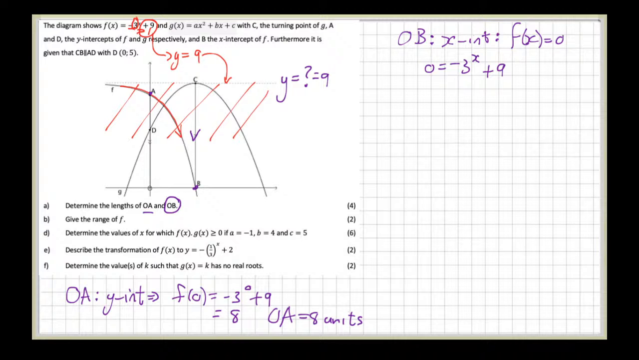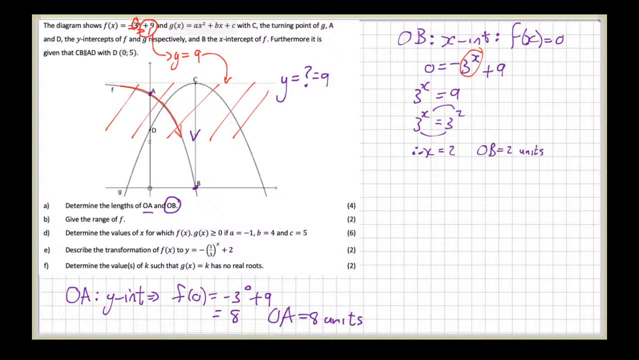Well, in a nutshell, you have to get your power alone. So the 3 to the x. I'm going to take it to the other side. So it's going to become positive 3 to the x equal to 9. Then make the bases the same, and therefore we equate the exponents because the bases are the same. So in other words, OB is 2 units.